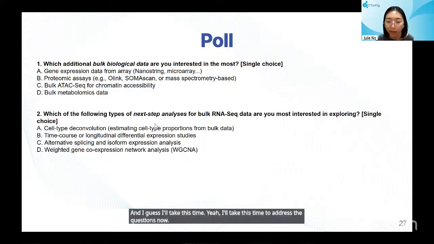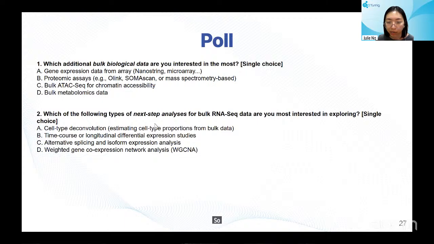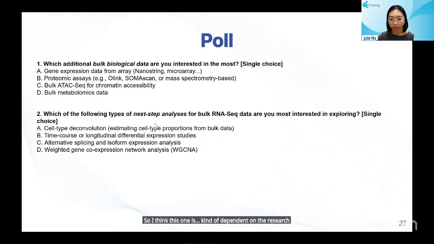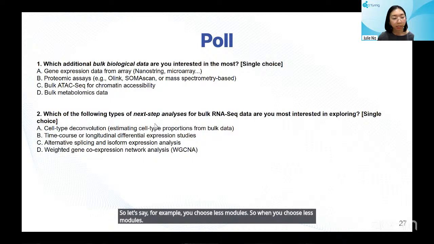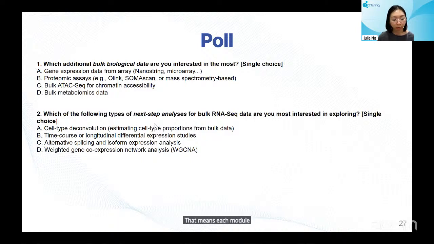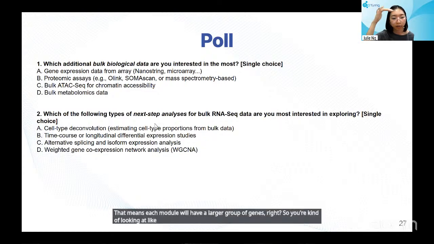So one person asks, are there any guidelines for choosing how many modules I should choose? So I think this one is kind of dependent on the research question that you want to ask. So let's say, for example, you choose fewer modules. When you choose fewer modules, that means each module will have a larger group of genes, right? So you're looking at the higher level categorization of these genes, of these modules.